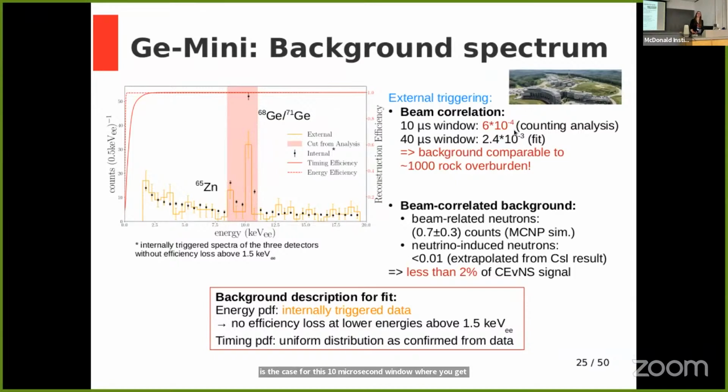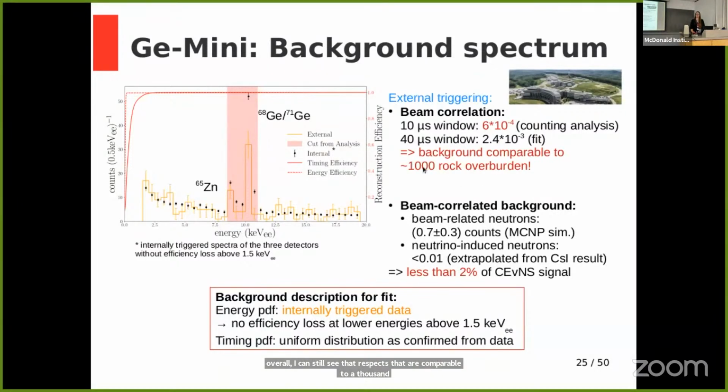However, for the final analysis, that's the vacuum analysis, it's nice to have a wider range of background to be able to fix the background a bit more. So that is why we have a 40 microsecond window there, with a lower compression factor. But overall, we still end up with background rates that are comparable to 1,000 meter rock overburden, which is pretty nice.